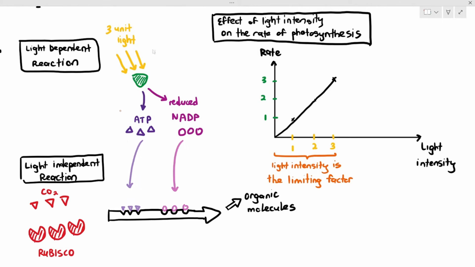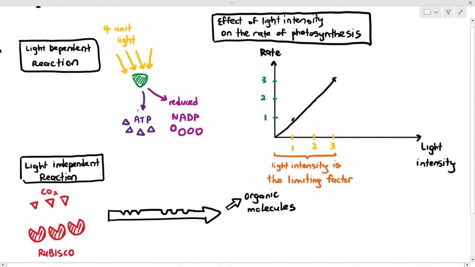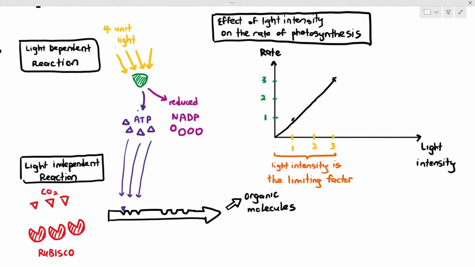Now, imagine if I give 4 units of light and I produce 4 triangles of ATP and 4 circles of reduced NADP. Will the Calvin cycle happen much faster? The answer is no, because in this case, I only have 3 triangles binding to that particular part and 3 reduced NADP required for the light-independent reaction, but there is still a surplus of that triangle and that circle, which I've highlighted, that is not being used. So in this case, it only produces 3 organic molecules. So the question is, why doesn't the rate of photosynthesis go higher?